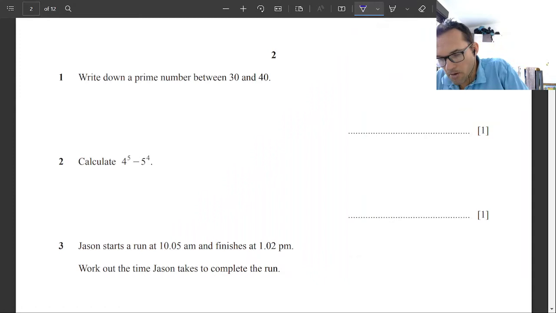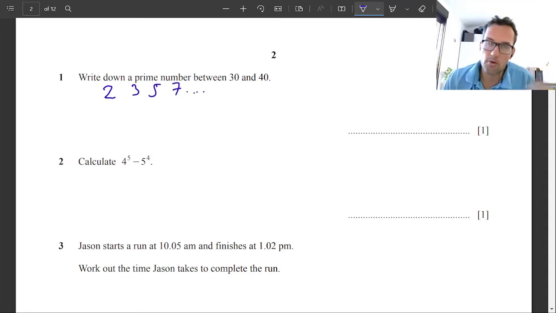Let's remember the prime numbers. The first prime number is 2 and that's the only even prime number. Then it goes 3, 5, 7, etc. Any number that only has two factors, the number itself and 1. So a number between 30 and 40, as I said, won't be even. First one that springs to mind is 31. 31 can only be divided by 1 and 31 itself.